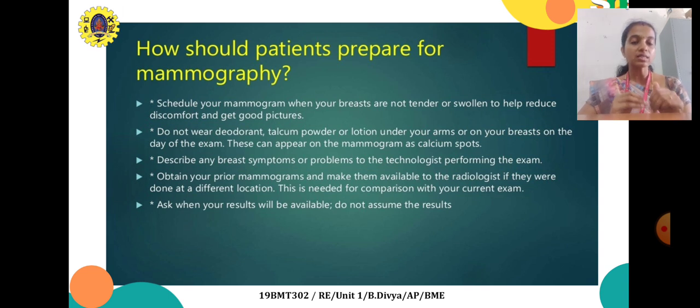These are how patients should be prepared when the mammogram is going to be undertaken.